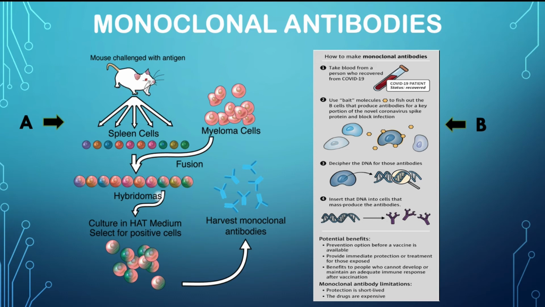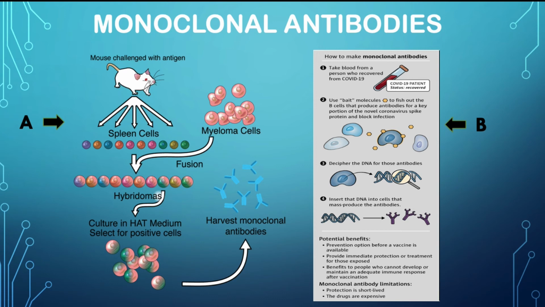A second method is to use blood from a person who has recovered from COVID-19. This is shown in the B section of the diagram. The blood contains immune cells that have the ability to manufacture antibodies against SARS-CoV-2. These cells can be isolated from the blood, and their DNA can be isolated in the laboratory. The part of the DNA that instructs the production of the SARS antibody can be isolated and introduced into specialized cells that can act as factories for the mass production of SARS-CoV-2 specific monoclonal antibodies.